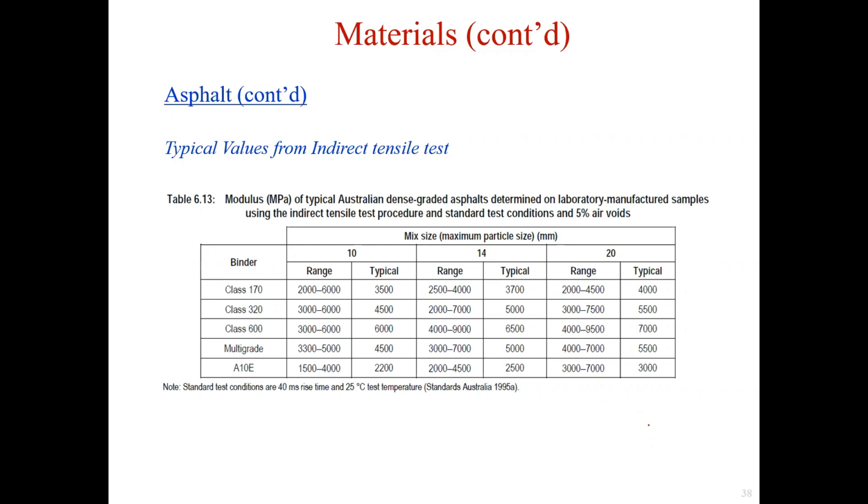For example, for binder class C320 and mix size of 14, the typical modulus of dense graded asphalt is 5,000 megapascal.